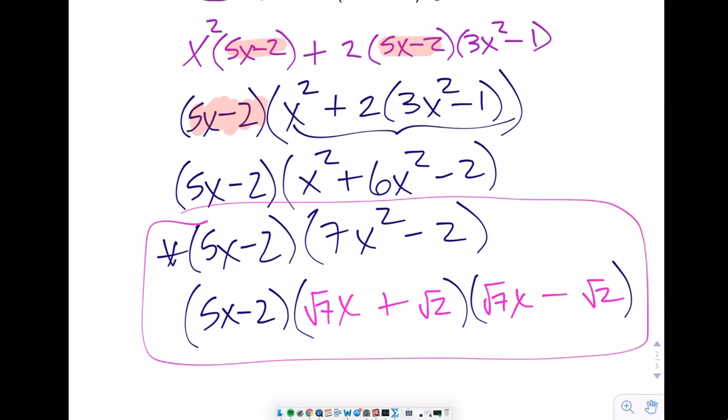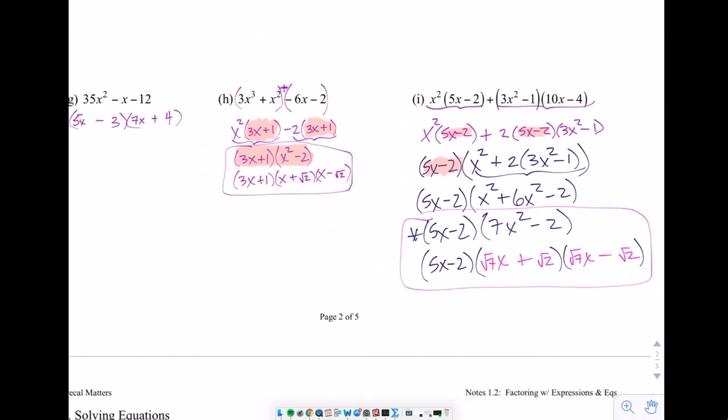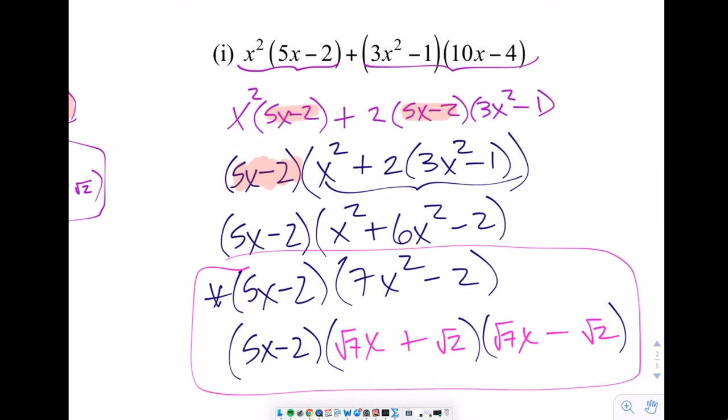Now, what if this had been 7x squared plus 2? Would it factor? No, because then that would be a sum of 2 squares. They don't have to be perfect squares. You could take the square root of anything and get a square. Okay? So that is how you would factor that. If you were to expand it out completely, you would be possibly able to get back to here. But you're kind of undoing some of the work that's built in.